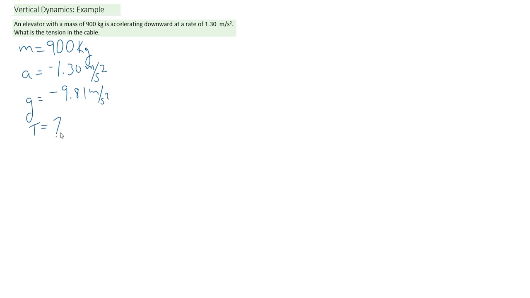Once we've listed our knowns, our next step is to do our free body diagram. So we come over here, we'll do our free body diagram. We have our elevator with the center of mass marked. We draw an arrow downward to represent the force of gravity and an arrow upwards to represent the tension holding the cable up. So our net force is going to be the sum of those two forces. Force net is equal to the tension plus the force of gravity.